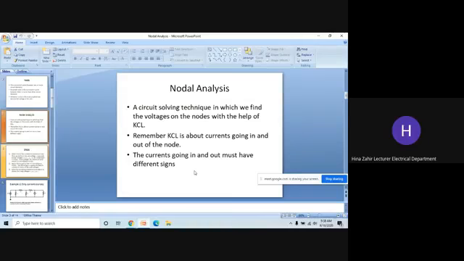So just remember this single point. The entering and the leaving current would not have the same sign. They would have different signs.